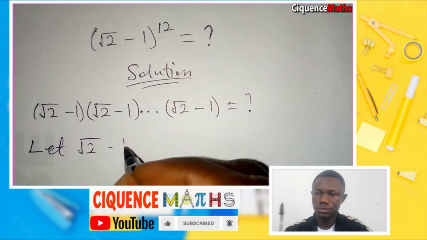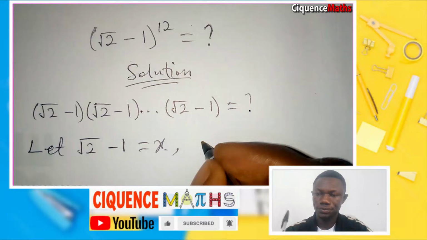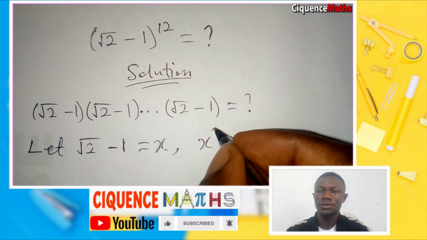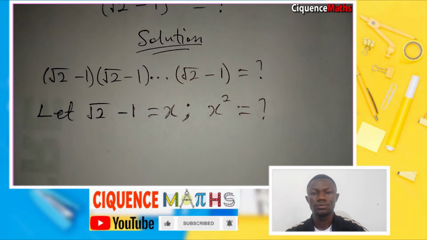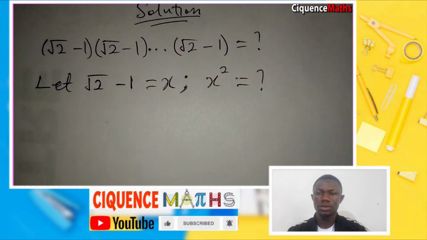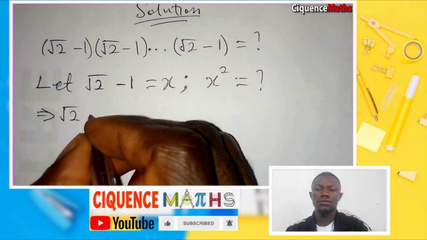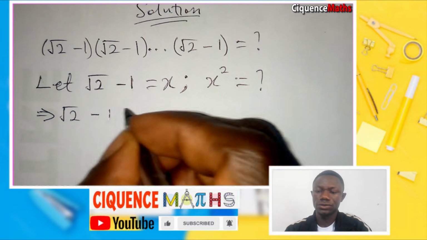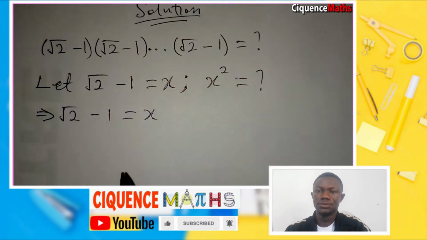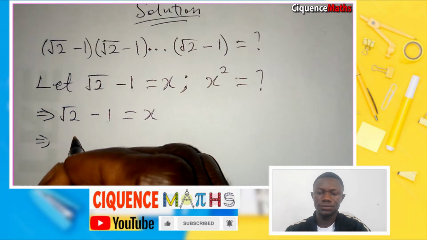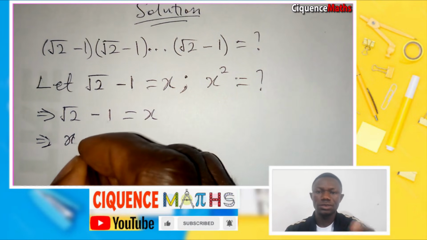First, let's represent root 2 minus 1 by a variable x. So if root 2 minus 1 is equal to x, then we are finding x exponent 12. Let's start from finding x exponent 2, then proceed till we get x exponent 12. So we have root 2 minus 1 equal to x, and we can simplify this.